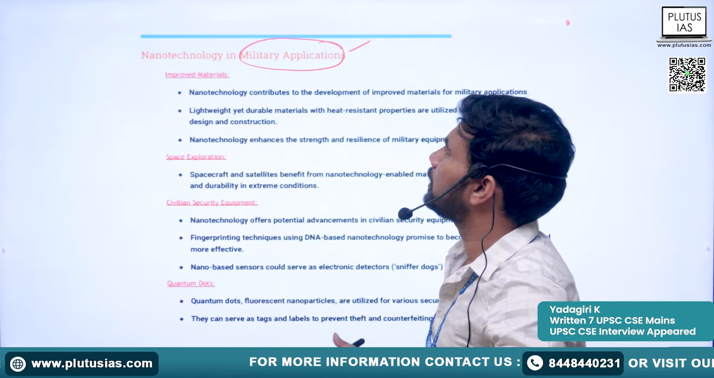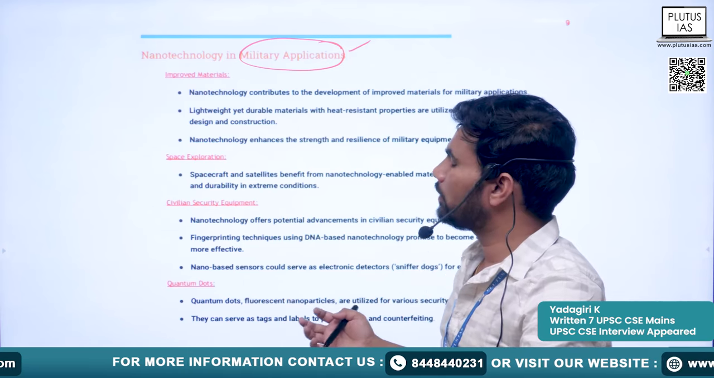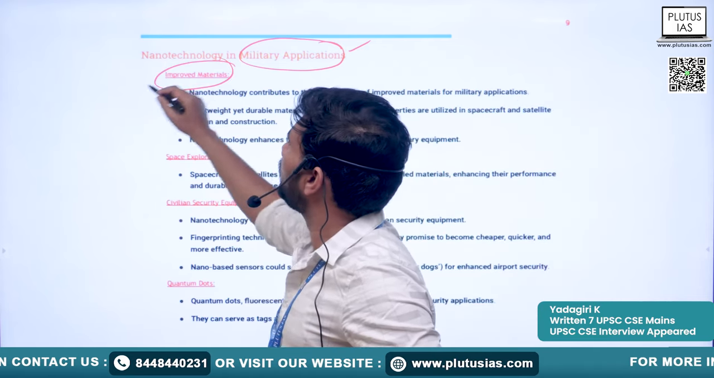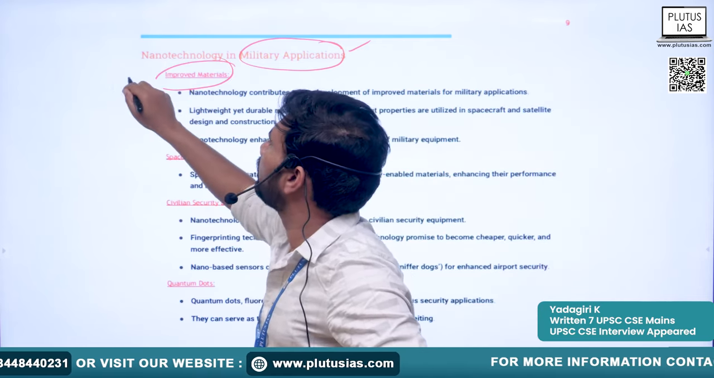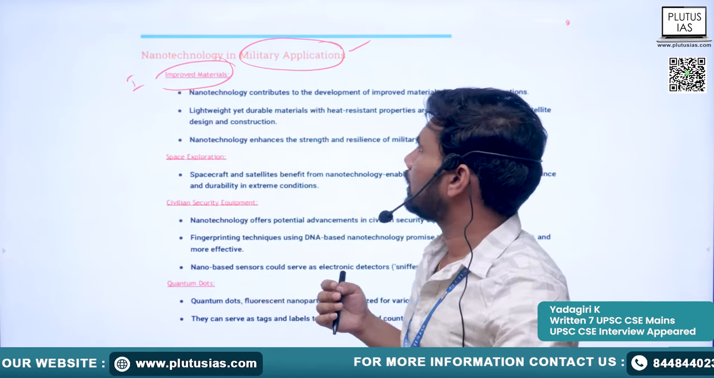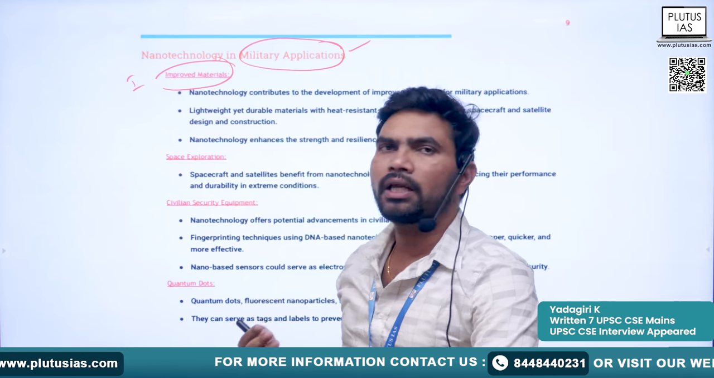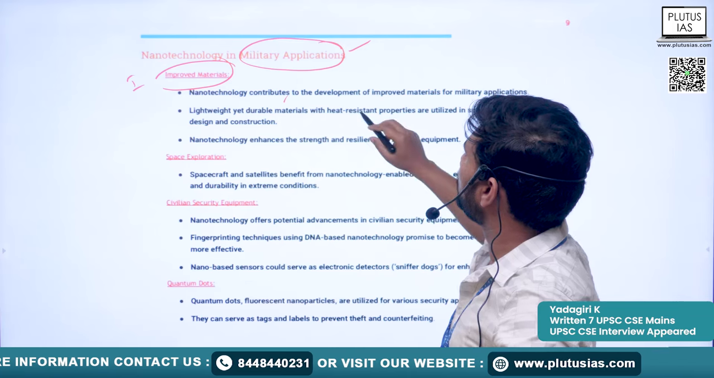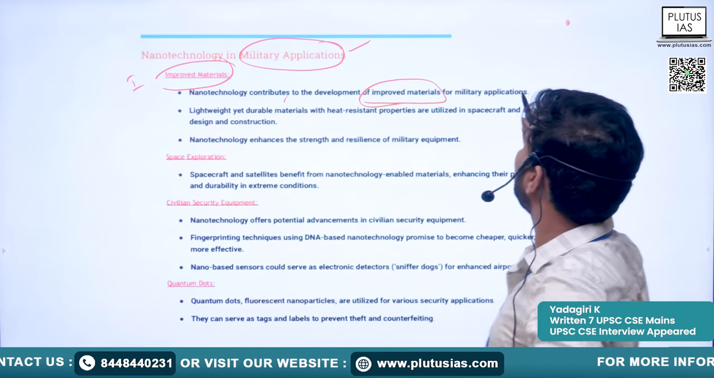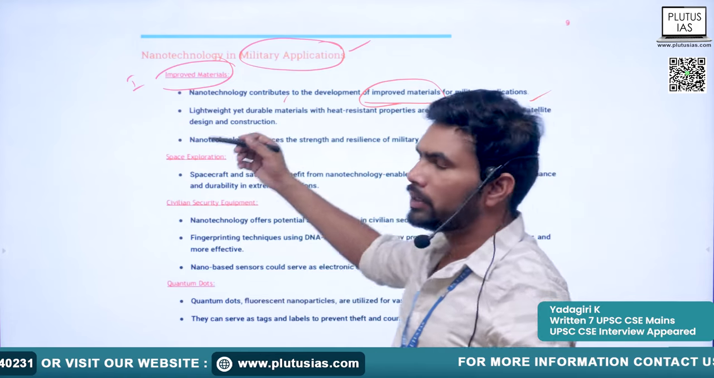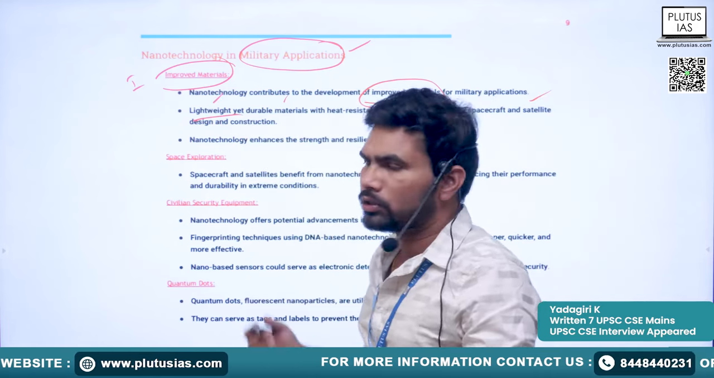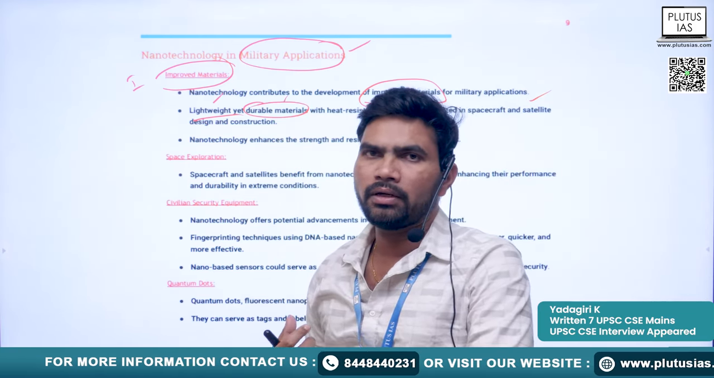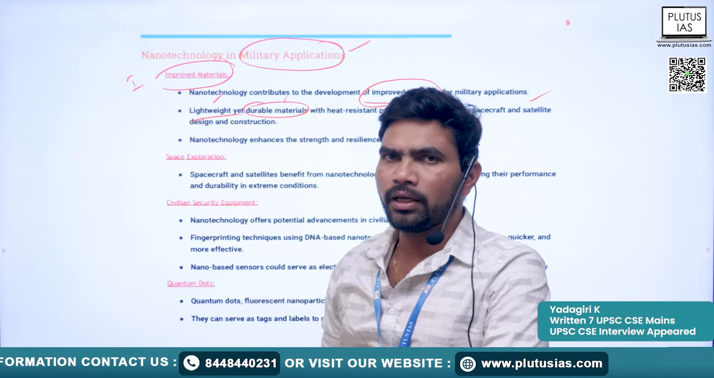Next one is nanotechnology in military applications, right? The applications of nanotechnology in military, first one is improved materials. Whatever the defense equipment we are using, we can have improved products. Nanotechnology contributes to the development of improved materials for military applications. Basically, lightweight products are possible, but they will be more durable. So the weight of the equipment will reduce and their durability will increase.